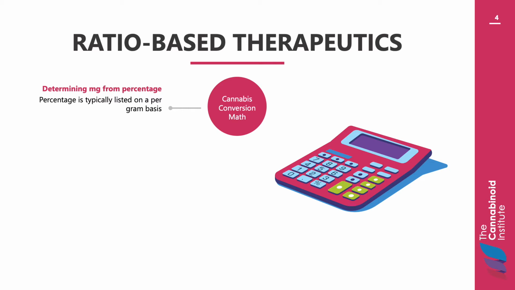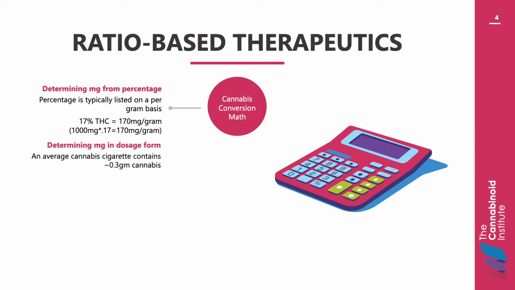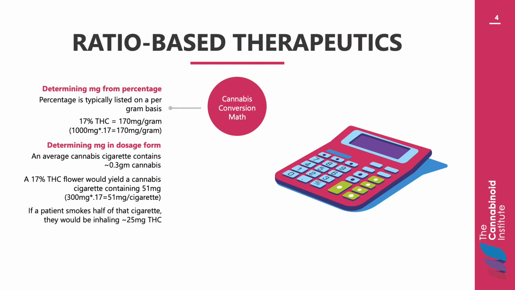For example, a cannabis flower that contains 17% THC means that 1 gram of that flower will contain approximately 170 milligrams of THC. If a 0.3 gram cannabis cigarette was made from that flower, it would yield 51 milligrams in that cigarette. If a patient consumes half of that cigarette, they would consume about 25 milligrams of THC.